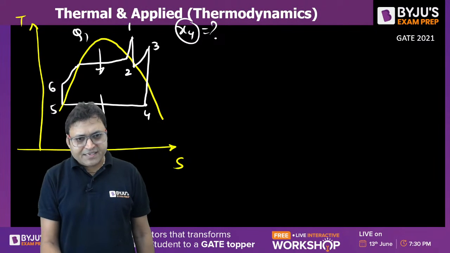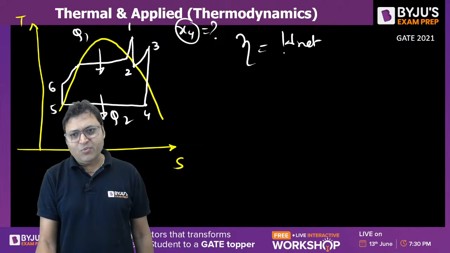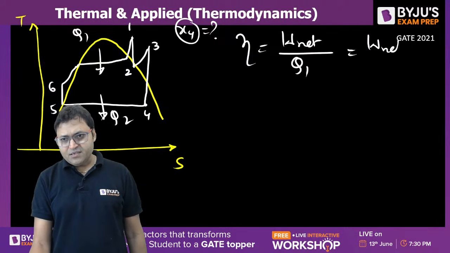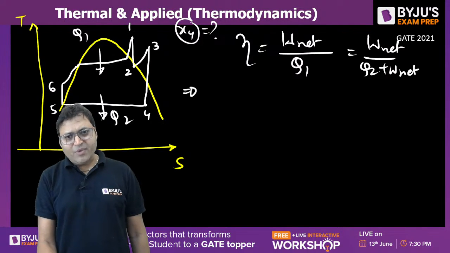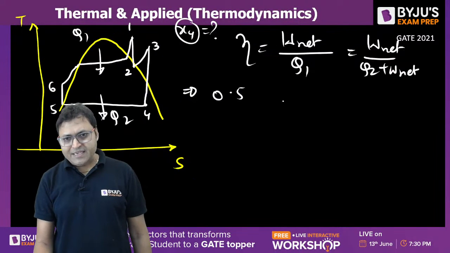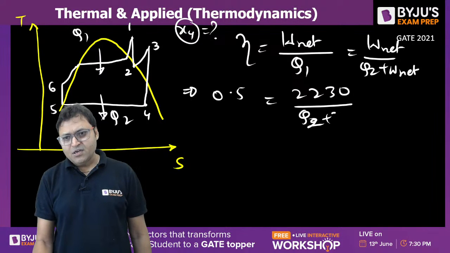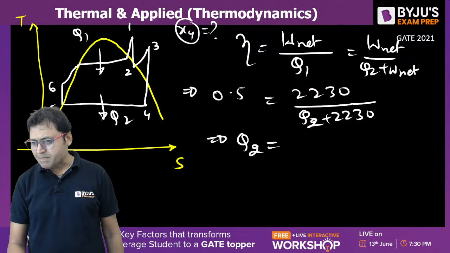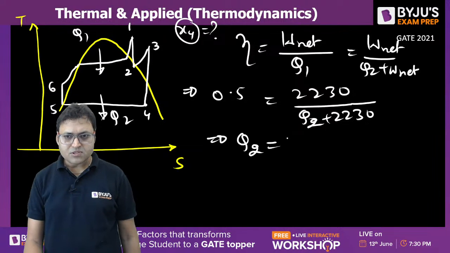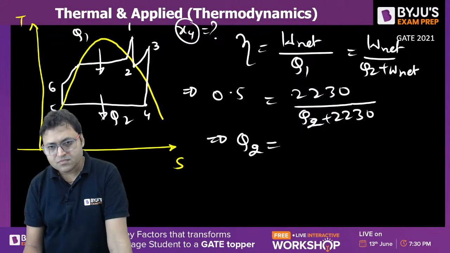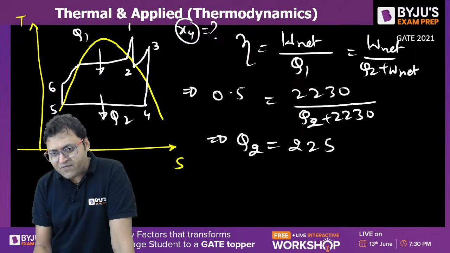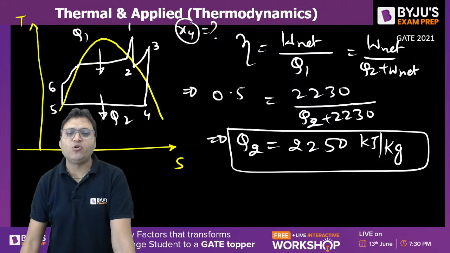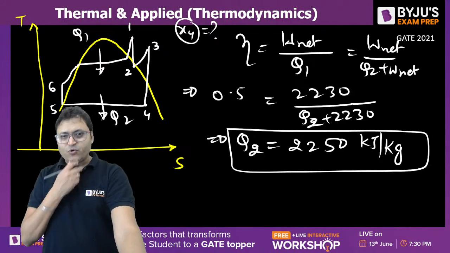This is Q1, this is heat rejected Q2. So the thermal efficiency is equal to W net upon Q1, or we can write it as W net upon Q2 plus W net. So the thermal efficiency, 0.5 or 50%, is equal to 2230 upon Q2 plus 2230. Can you find out the value of Q2? What is the value of Q2? Are you getting it as 2250? Please check and do let me know how much is the value you are getting for Q2.